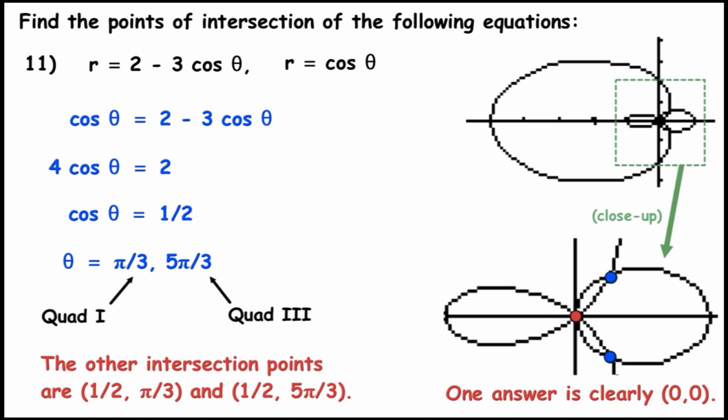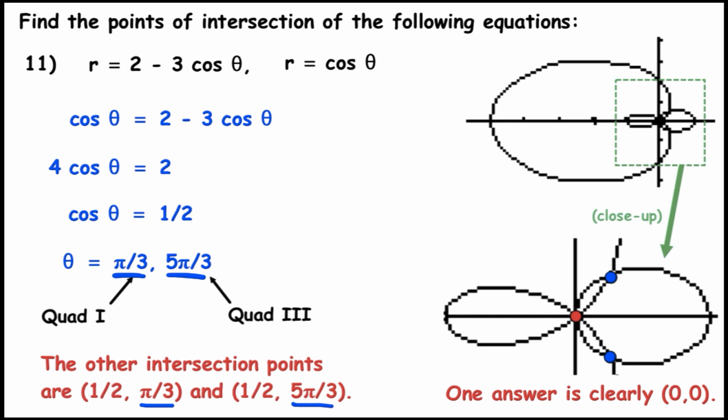They do hit each other at the blue dots. And the blue dots come from the blue algebraic work down the left-hand side. You can see I set them equal to each other. I solved. I got theta equals pi over 3, or 60 degrees, and 5 pi over 3, which is going to be a quadrant 4 angle, and that's going to be 300 degrees. The pi over 3 and 5 pi over 3, you can see I already have in my answer.